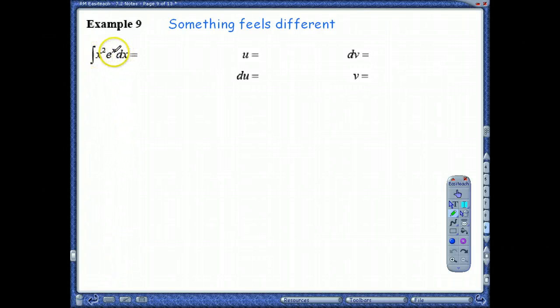I can differentiate and integrate both of them, so it really doesn't matter which one I let be u or which one I let be dv. But since x squared gets smaller, I'm going to let that be the u. So that gives me x squared, so that means du is going to be 2x dx. My dv is going to be e to the x dx. And when you integrate that, you get e to the x plus c, of course, but we're going to wait on that. So now I'm going to rewrite my integral.